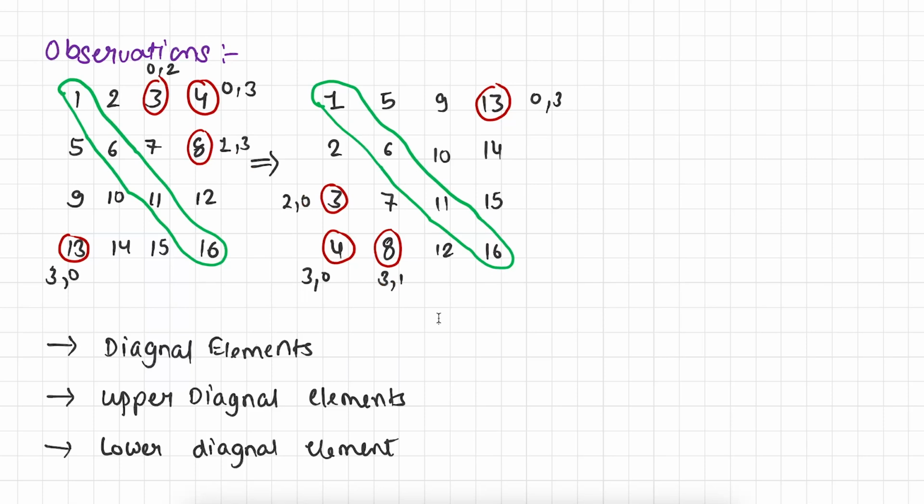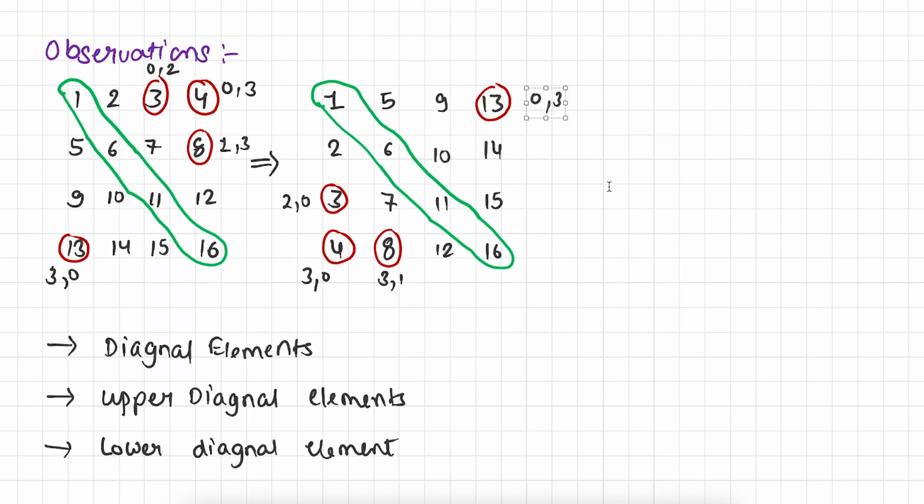Now let's have a look at the below diagonal elements. In below diagonal elements, we have 13, 4, 10, 15, 5 and so on and so forth. If we just look at this element 13, the location of 13 is 3, 0, meaning third row and 0th column. Now after transpose, the location of this 13 becomes 0, 3.